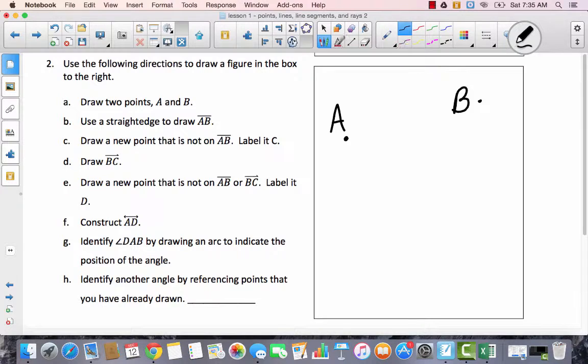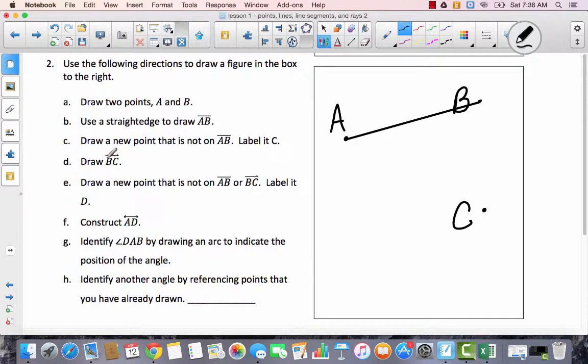Use a straight edge to draw AB. Now notice this has no arrows on the end, so this is a line segment. So I'm going to connect A and B with just a line segment. Now it says draw a new point that is not on A and B. Label it C. All right, so I'm going to put C here.